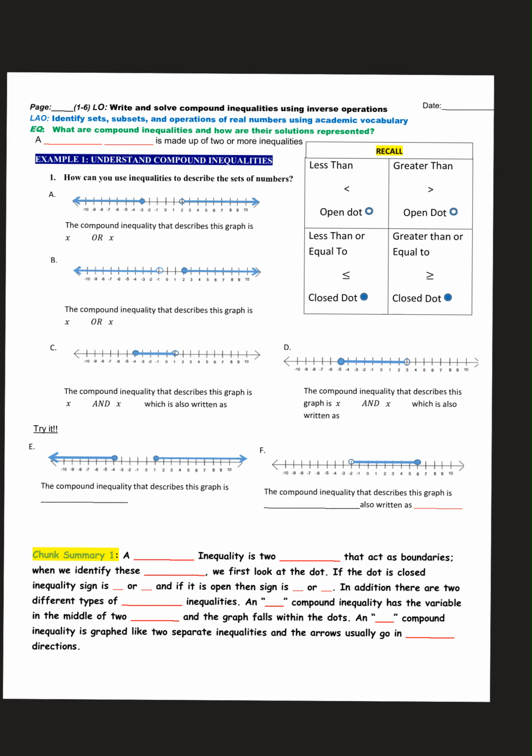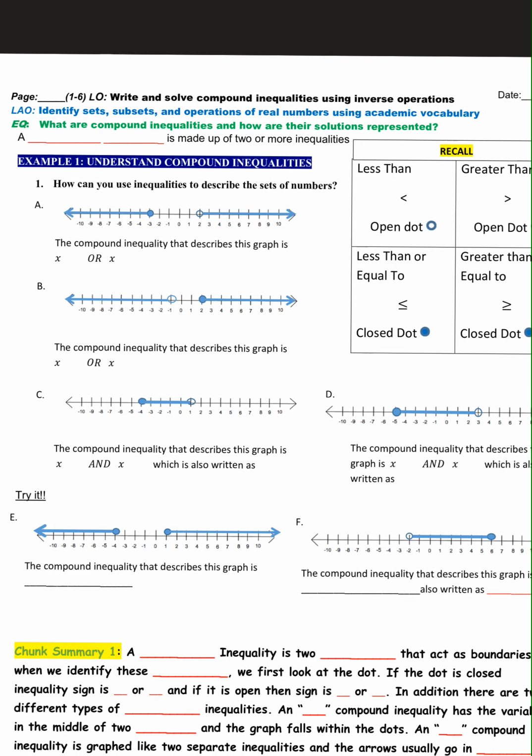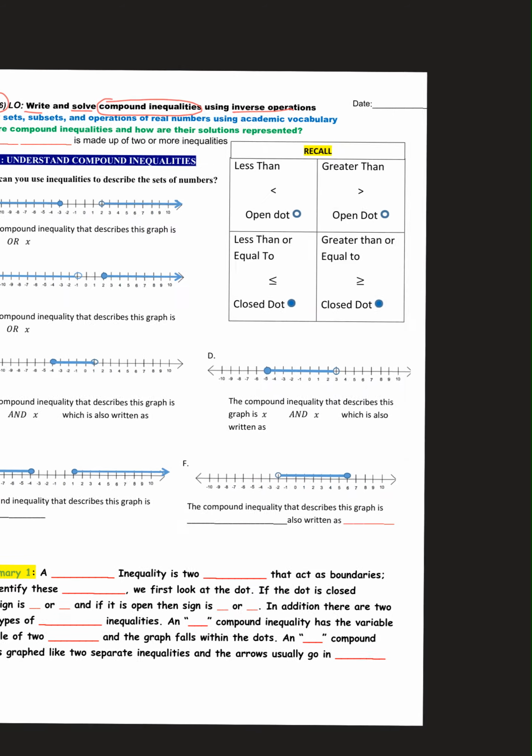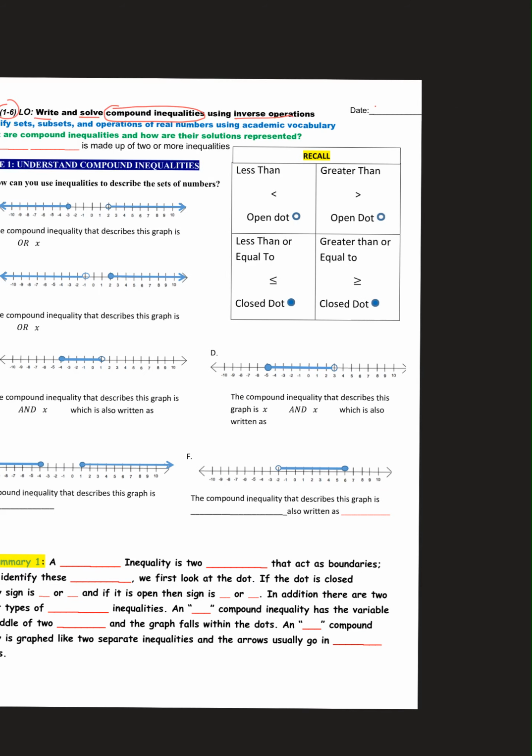Today we're going to talk about compound inequalities, and this page of notes is going to go on page 11 of your notebook. This is 1-6, and our learning objective is to write and solve compound inequalities using inverse operations. And today's date is 2/12/2020.